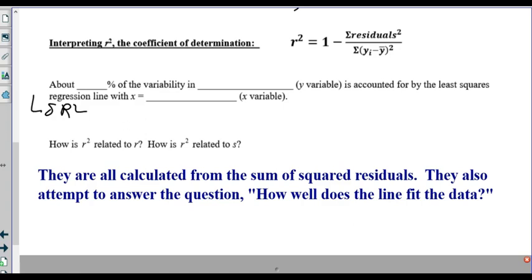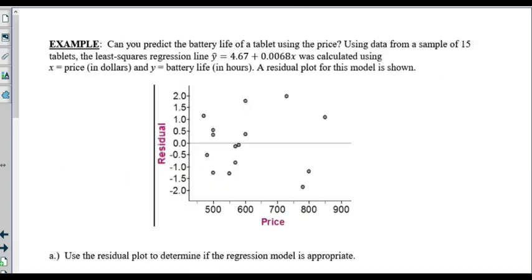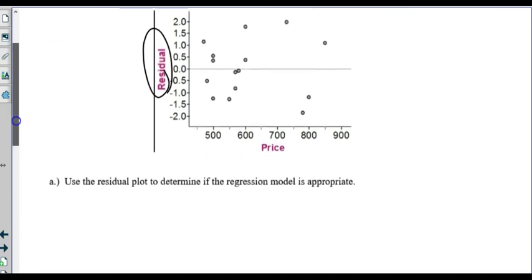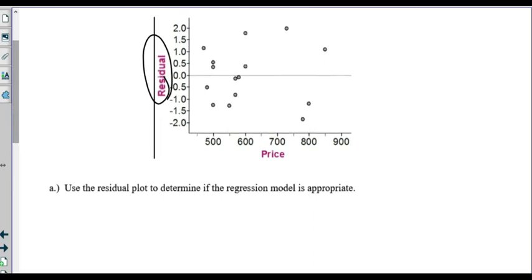All right, last page goes quick. Quicker than it looks. So notice, this is a residual graph. We don't even have the original scatter plot. We just have that. Okay? So notice we are given the line in the scatter plot. This is important for filling in the blanks of those statements. X is price in dollars, Y is battery life in hours. All right? So, looking at the data, is a line appropriate?